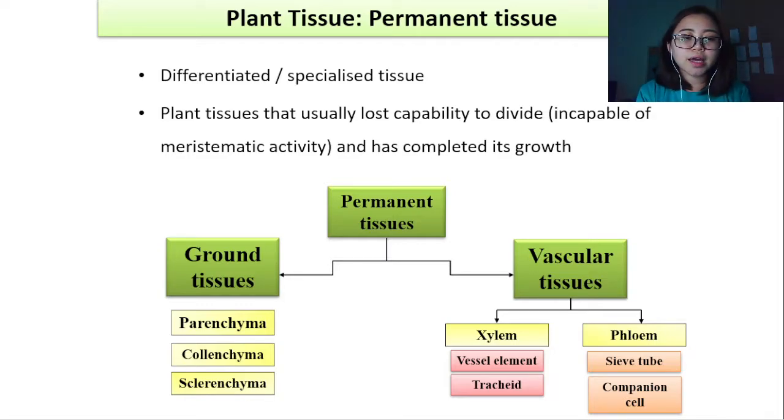Permanent tissues are usually plant tissues that lost the capability to divide, so they are incapable of meristematic activity and has completed its growth. Dia tidak boleh sudah buat mitosis dan dia sudah selesai pembesaran dia. Okay? Memang dia paling matang sudahlah kalau dia sudah digelar sebagai permanent tissue. Permanent tissue kita bahagikan kepada dua jenis lagi, iaitu ground tissue dan vascular tissue. Ground tissue, we will look at parenchyma, collenchyma, sclerenchyma, and for vascular tissue, we will look at xylem and phloem.